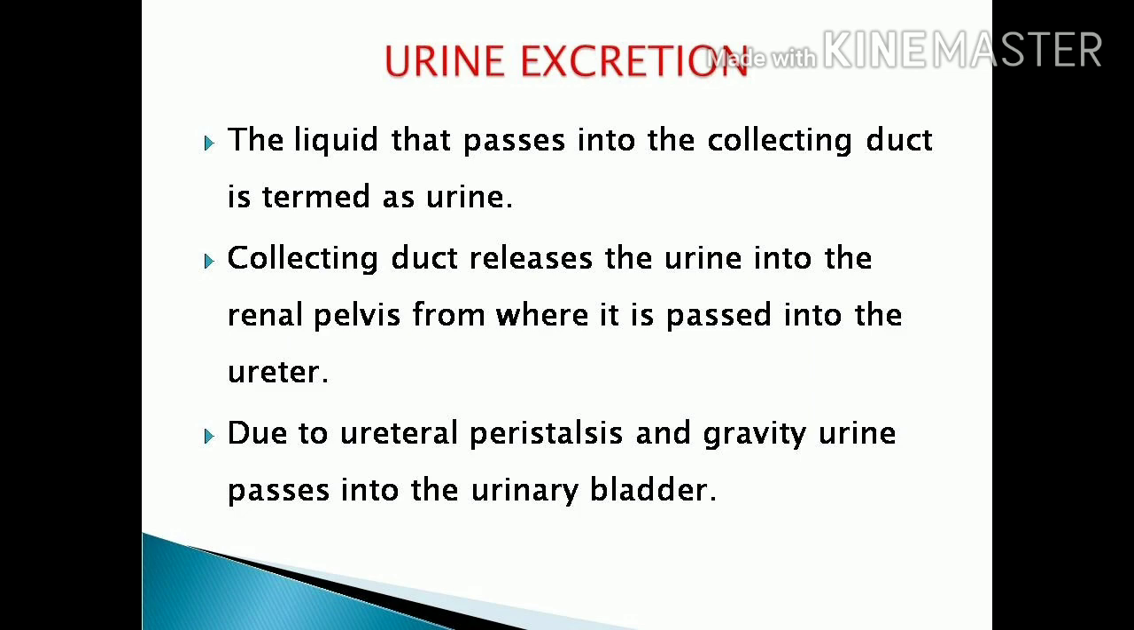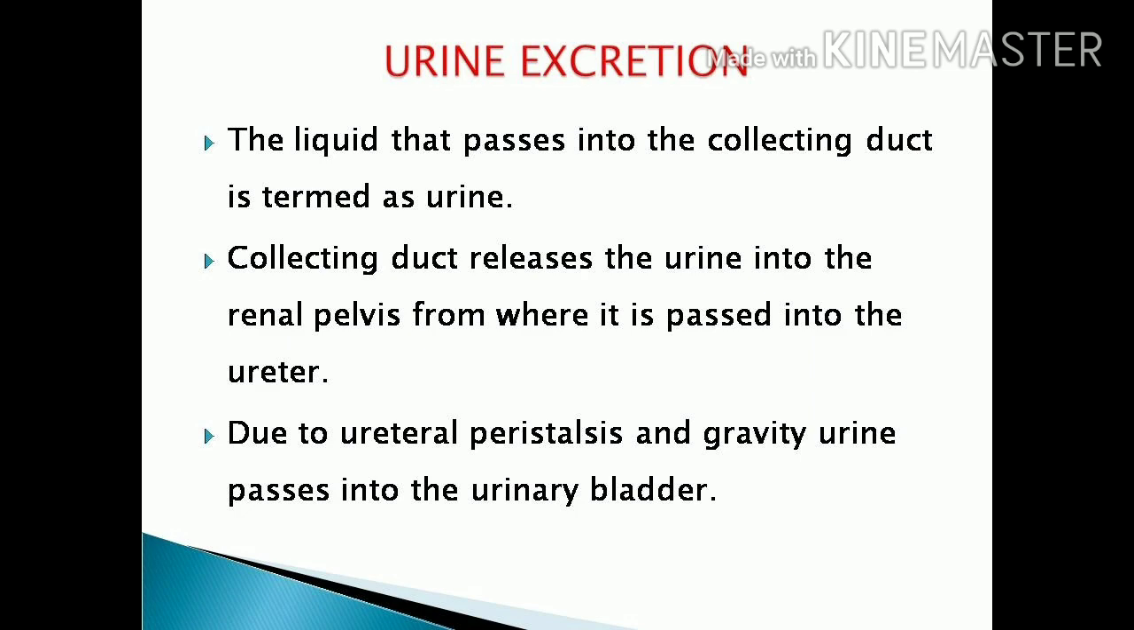Next, urine excretion. The liquid that passes into the collecting tubule is termed final urine. Ducts formed by the fusion of collecting tubules release the urine into the renal pelvis, from where it is passed into the ureter. Here, the collecting tubule or collecting duct receives the urine from the different nephrons. It has branches, you can see. So it collects the urine from the different nephrons, and that urine later passes into the renal pelvis region.